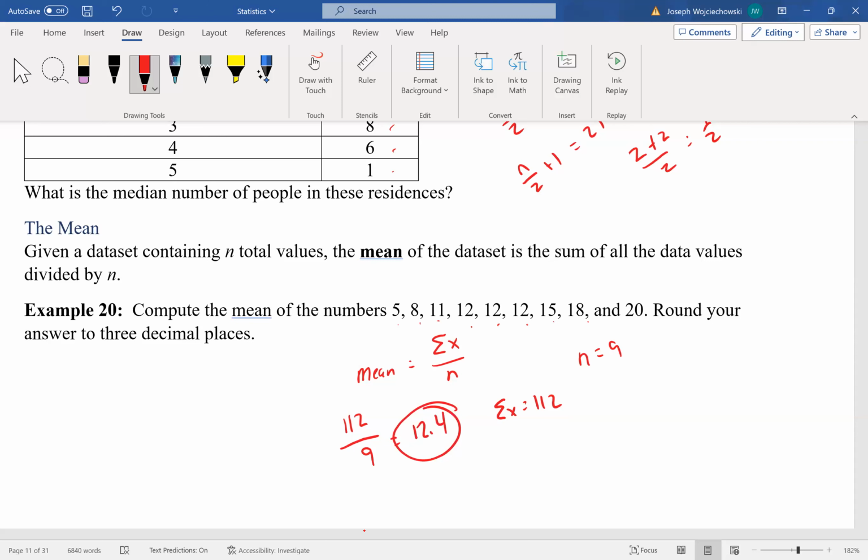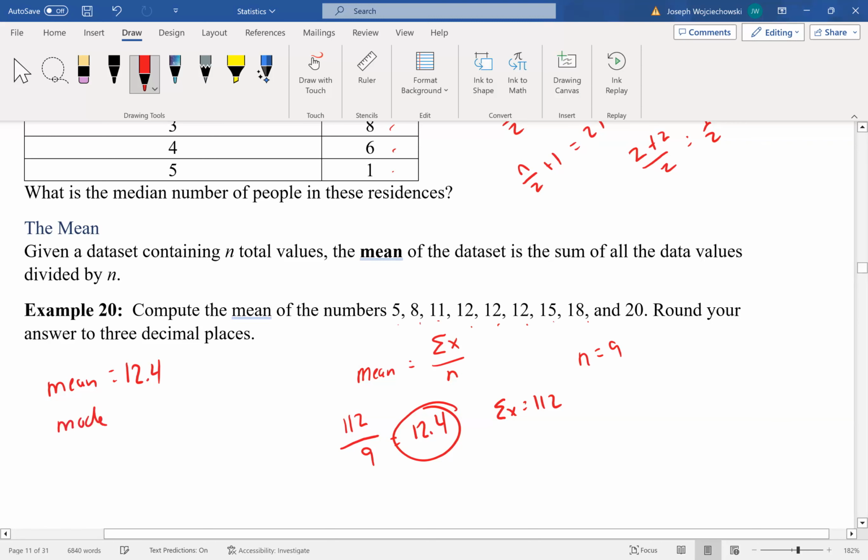Now, just for fun, these are listed in ascending order. What's the mode? So our mean is equal to 12.4. Our mode is the one that appears the most often, and that is 12, 3 times.